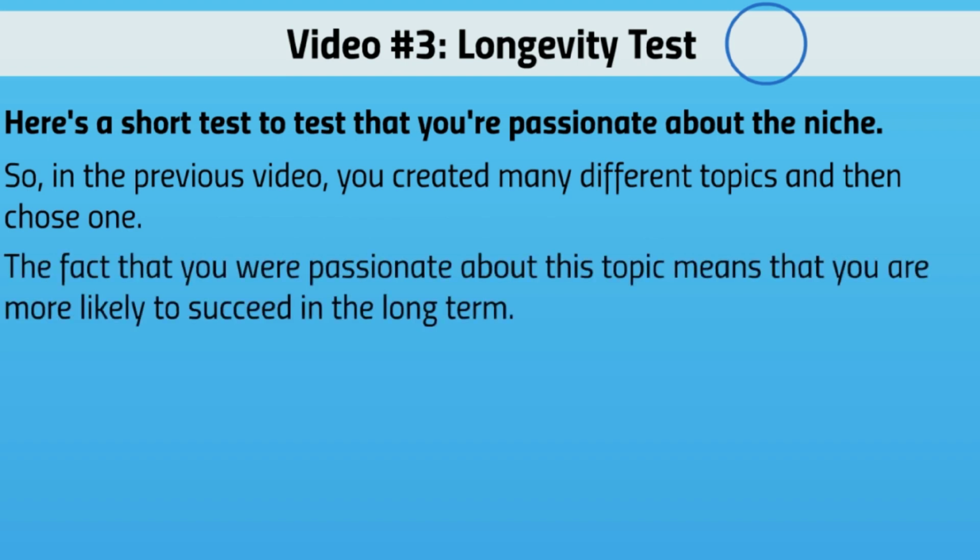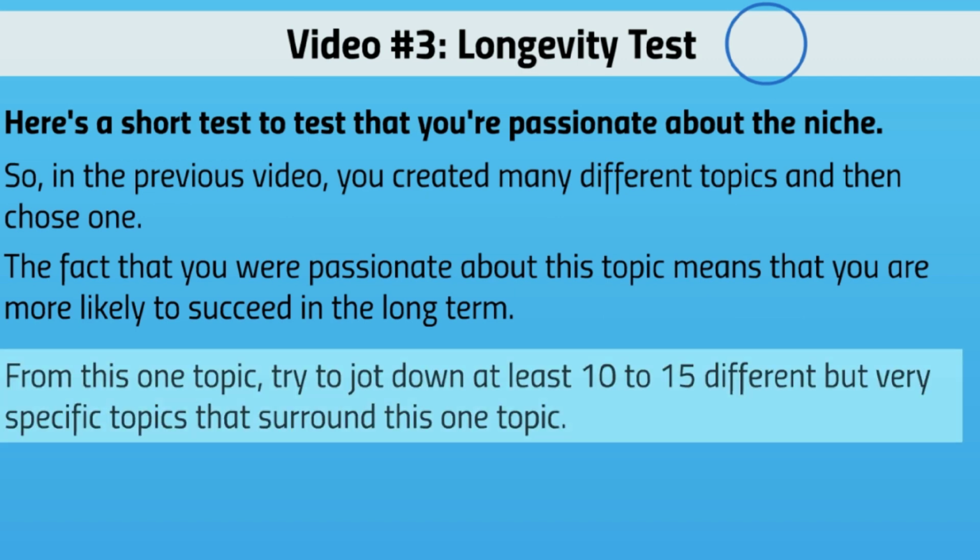Now, the fact that you're passionate about this topic means that you're more likely to succeed in the long term, but we want to make sure that is the case. So here's what I want you to do. I want you to get a timer, whether it's your phone, whether it's your watch. From this topic, what I want you to do is try to jot down at least 10 to 15 different but very specific topics around this one topic. So in other words, let's do half an hour. And let's see how fast you can create specific topics around this niche.